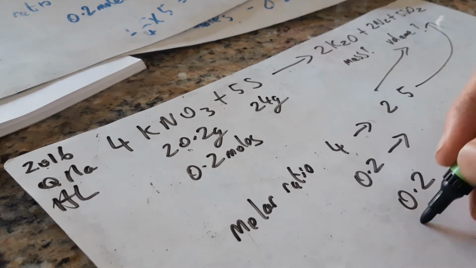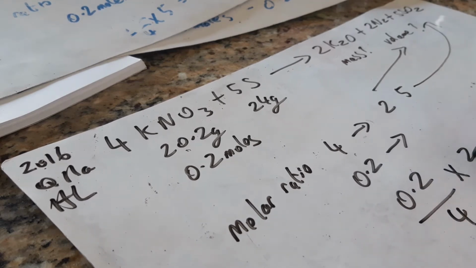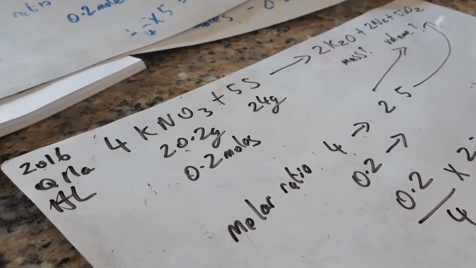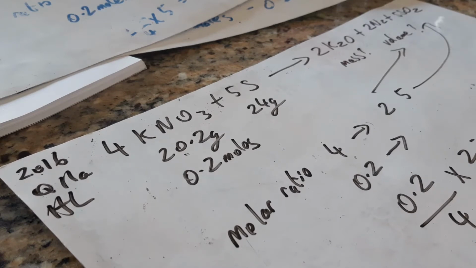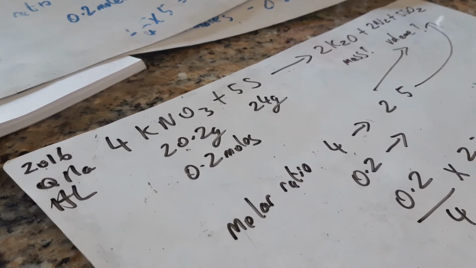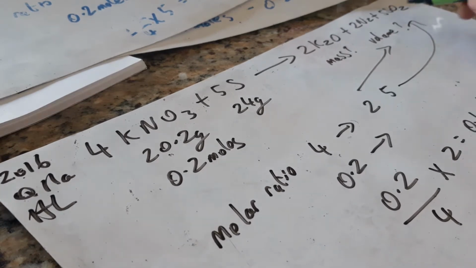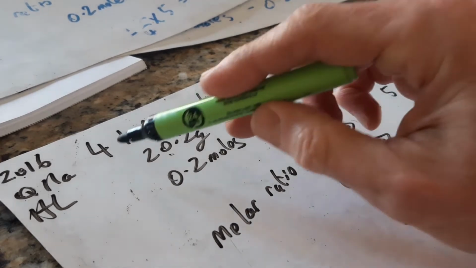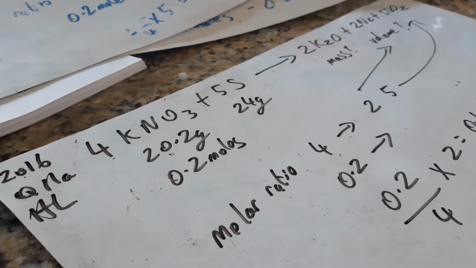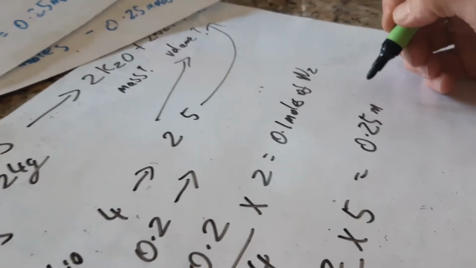So I'm going to divide 0.2 by 4 and multiply by 2, and that's going to give me 0.1 moles of nitrogen produced. Now I'm going to work out the moles of sulfur dioxide produced. Again, 0.2 divided by 4, but this time multiplied by 5 because I'm using my 4 to 5 molar ratio, again given to me in the question. So 0.2 divided by 4 and multiplied by 5 gives me 0.25 moles. Oh, sorry, I made a slip.